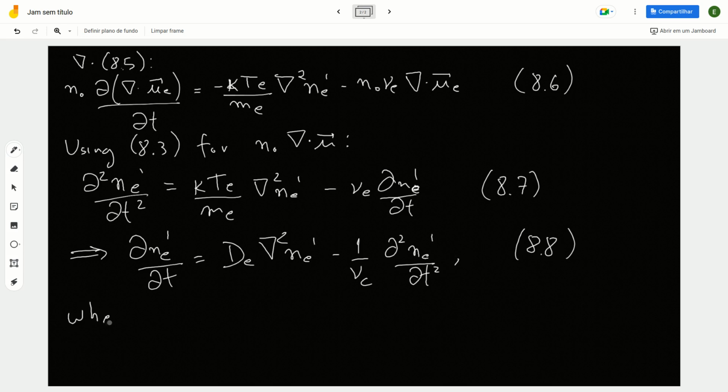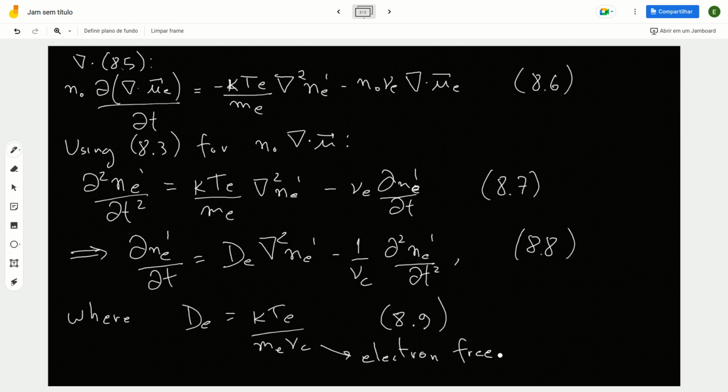Where D_E is just kT_e over m_e nu_c. So this is the coefficient, the electron free diffusion coefficient.